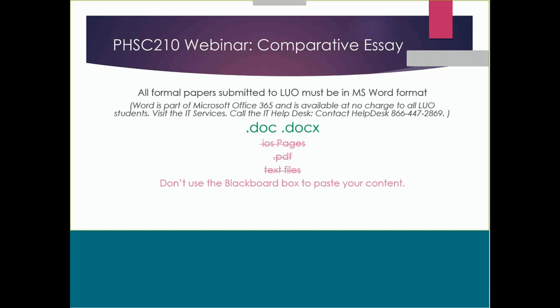If you do not have Office 365, you're not availing yourself of this free software, you can visit IT services on the Liberty website, and if you have any trouble downloading or installing that, you can always call the IT help desk for additional support, and that's their toll-free number there. So the file format for Word documents is doc or docx.